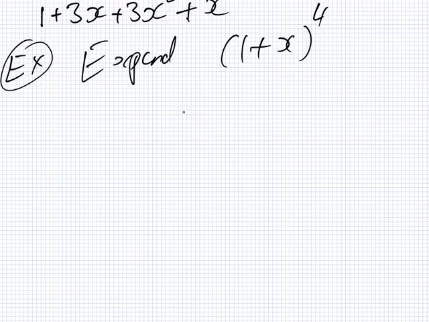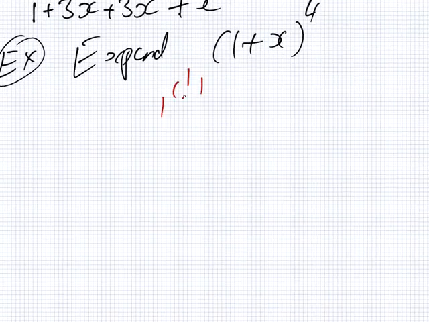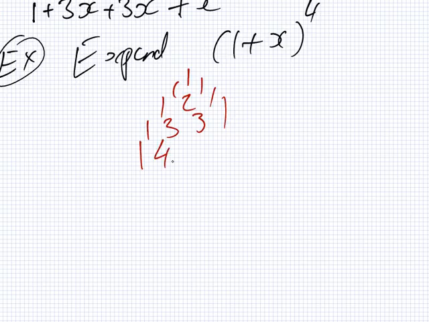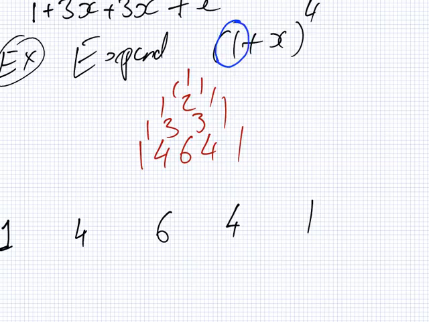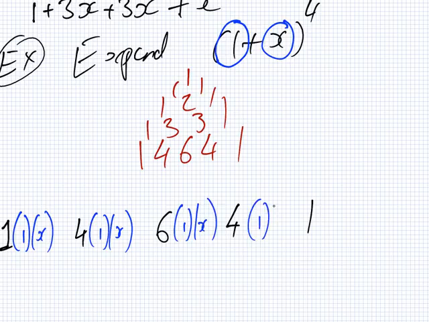Okay, let's draw the triangle now, and this time we need to go to row 4. So we have 1, 1, 1, 1, 2, 1, 1, 3, 3, 1, 1, 4, 6, 4, 1 is what we need. So 1, some space, 4, some space, 6, some space, 4, some space, and then 1. Maybe this is a little bit crammed. 1 and x is what we have. So here we have 1 and x, 1 and x, 1 and x, 1 and x. Sorry, this is a bit squished. 1 and x. In the middle, we have plus.